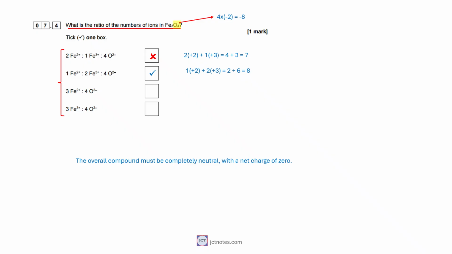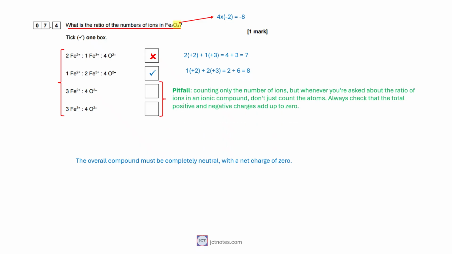Let's look at the traps that caught out so many students. The examiner reported that the most popular wrong answer was 3 Fe2+, for 4 O2-, followed closely by 3 Fe3+, for 4 O2-. These answers correctly count the number of iron and oxygen atoms, but they completely ignore the charges. In ionic compounds, counting the atoms isn't enough. You must always check that the total positive charge equals the total negative charge. That's the key idea to remember for any question like this.